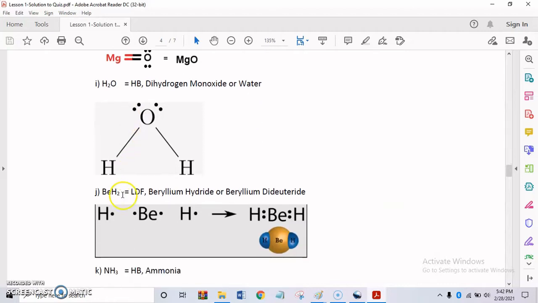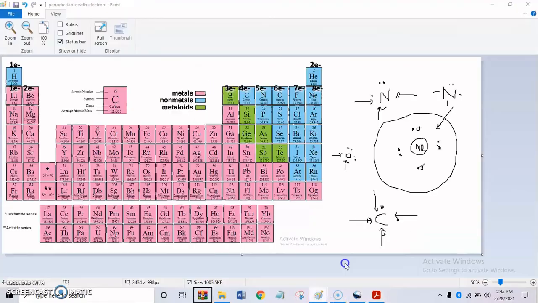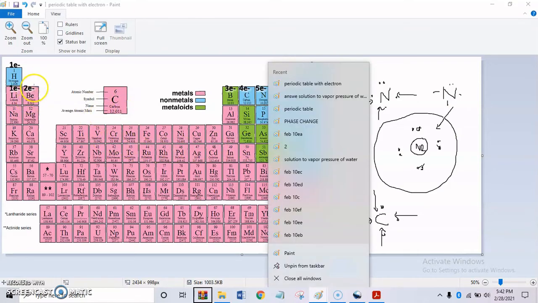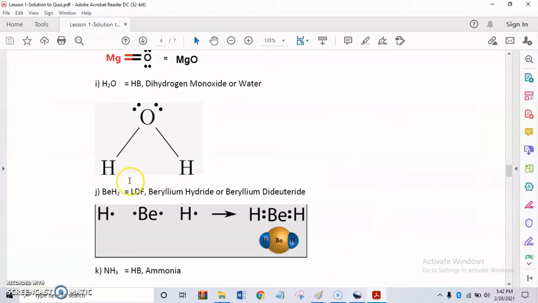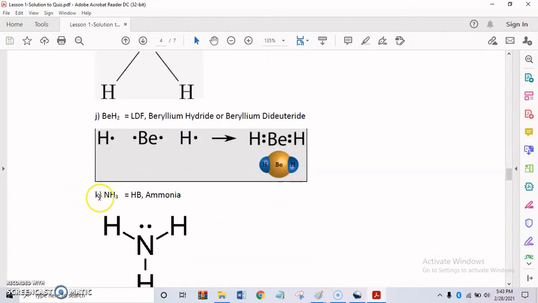Okay? So, next, beryllium hydride or beryllium deuteride. This is what beryllium hydride looks like. So, for beryllium, let's go to our periodic table. This is beryllium. There, 2 electrons. Okay? Beryllium has 2 electrons. And because it is connected to hydrogen, it is only experiencing London dispersion forces of attraction, because this is a non-polar molecule.